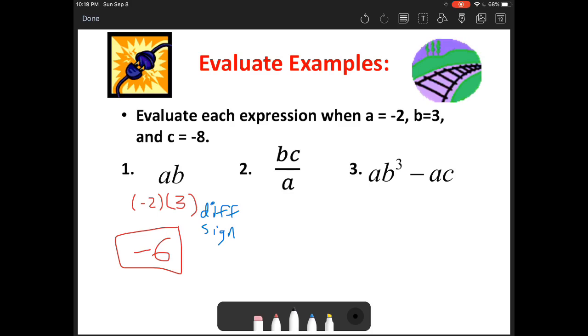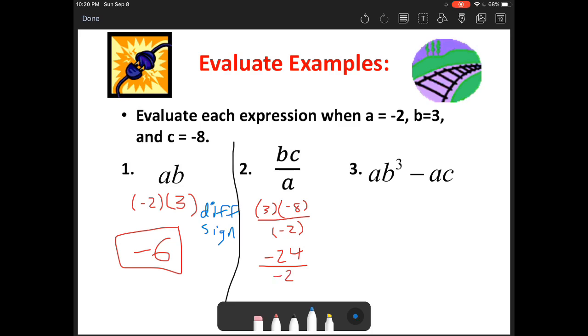Now with number 2, let's draw a little line here, make it a little bit easier. Notice when we plug in, B is 3, C is -8, and A is -2. Now notice, because these are separated by a fraction bar, that's kind of like a grouping symbol. So we want to do all the stuff on top first and then do all the stuff on bottom. So the first two, +3 times -8, that's -24. Same sign positive, different sign negative, and the bottom just stays the same.